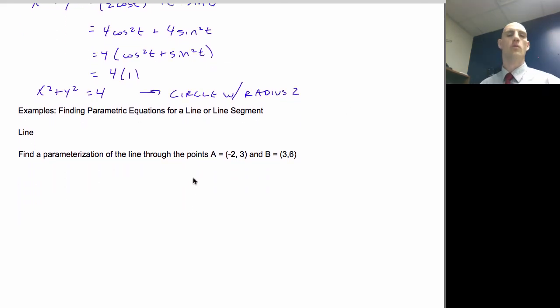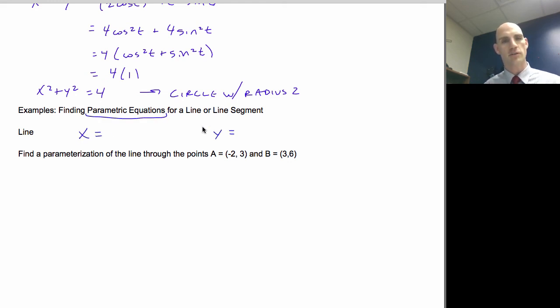Okay, so we're going to find the parameterization of a line through the points A is equal to -2, 3, and B is equal to 3, 6. When we do this, there's an equation for this. Parametric equations have 2 parts, an x equals and a y equals. My x part, when I have 2 points, is going to be defined like this. I'm going to do x1 plus t times x2 minus x1. And my y is going to be y1 plus t times y2 minus y1. Okay, so it's going to take into account both points.